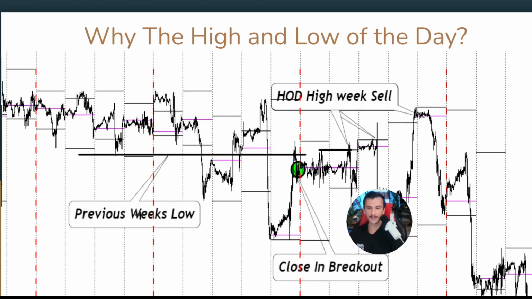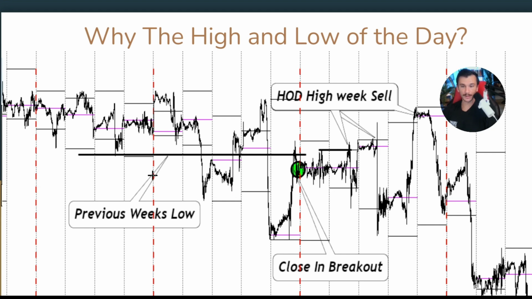Just like I said, breaking down, making lower lows and lower highs. So this previous week's low right here, remember that dotted line is our new week starting, new week starting, new week starting. So this is the previous week's low here. And this market has broken out to the downside and closed lower. That is a breakout to the downside. And in the process of doing so, they have pulled back and gone back into consolidation, making lower lows and lower highs. We have a high and a low in place and a consolidation.